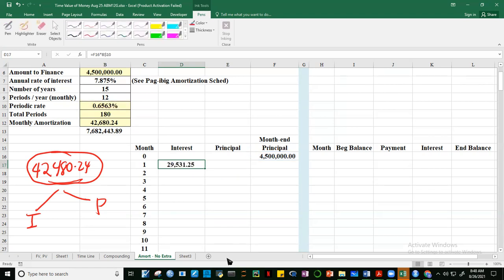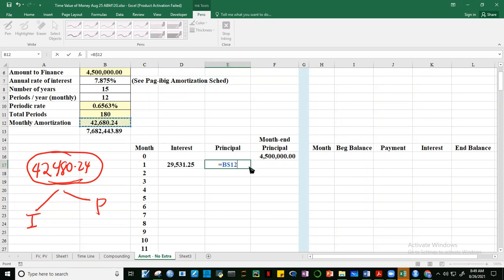So in the first month, out of the 42,680 that we pay, a big chunk goes to interest. Let's check the first month, this divided by this. That's practically almost 70% going to interest payment. Therefore, what goes to principal is just the difference between what we pay and the interest payment. So this is the amount that we're going to pay. I'm going to fix that.